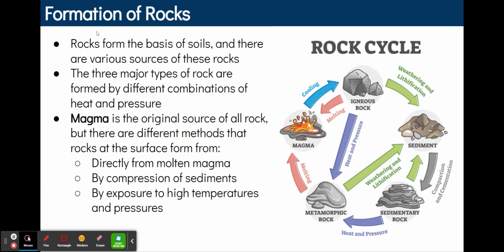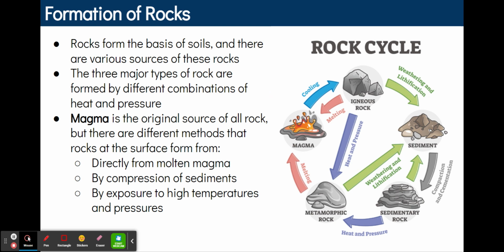Okay. So, rocks form the basis of soils, and there are various sources of these rocks. The three major types of rock are formed by different combinations of heat and pressure. So, we have three different main types of rock. We have igneous, metamorphic, and sedimentary. The rocks aren't really a big part of AP Environmental, but you do have to know just some baseline information for this unit, okay? Magma is the original source of all rock.